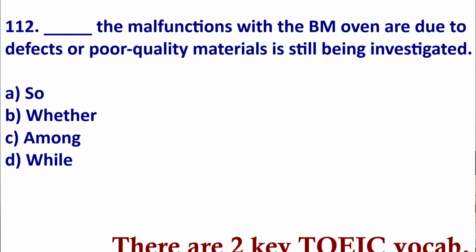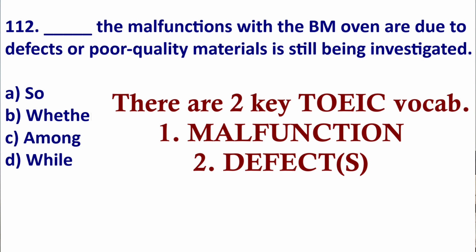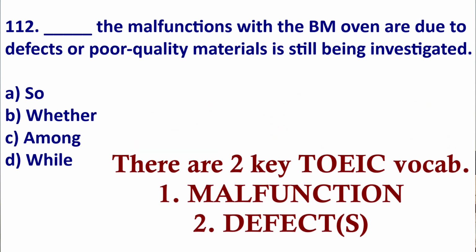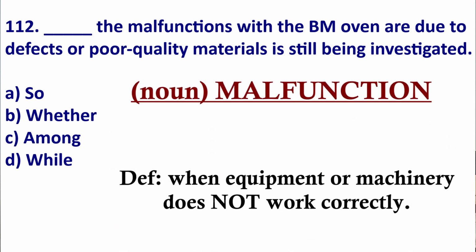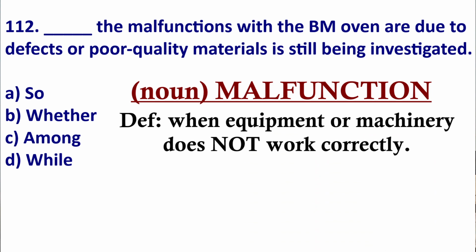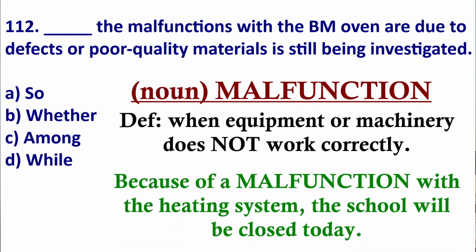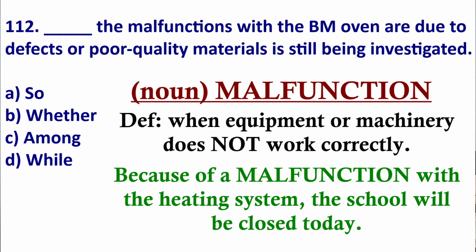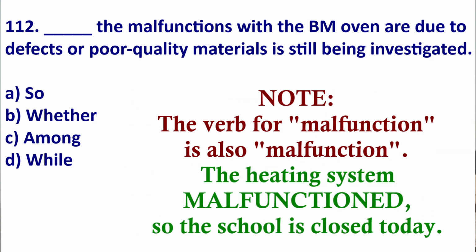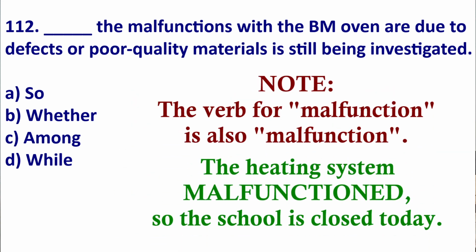All right, first let's go over two vocabulary words. The first is the noun malfunction. This is when equipment or machinery does not work correctly. An example of this is, because of a malfunction with the heating system, the school will be closed today. Now, the verb for malfunction is actually malfunction, and it's just something malfunctions. The heating system malfunctioned, so the school is closed today.